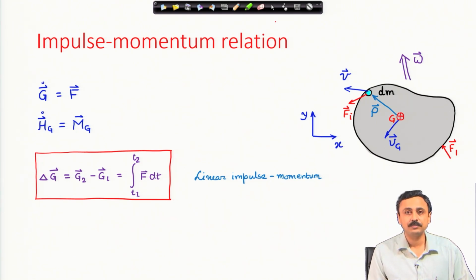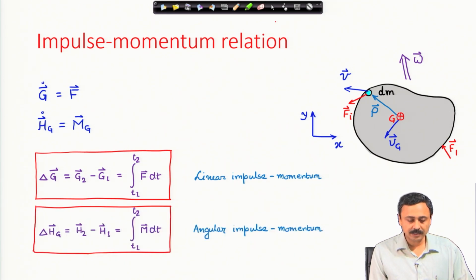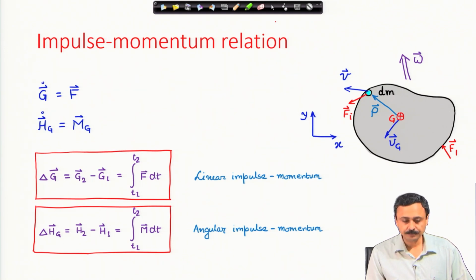And the change in the angular momentum of the body about the center of mass is the integral of the moment, which is the angular impulse. The time integral of the net moment acting on the body is the angular impulse. And note that the moment can also include couple moments. So, that gives us the impulse momentum relations for the rigid body.